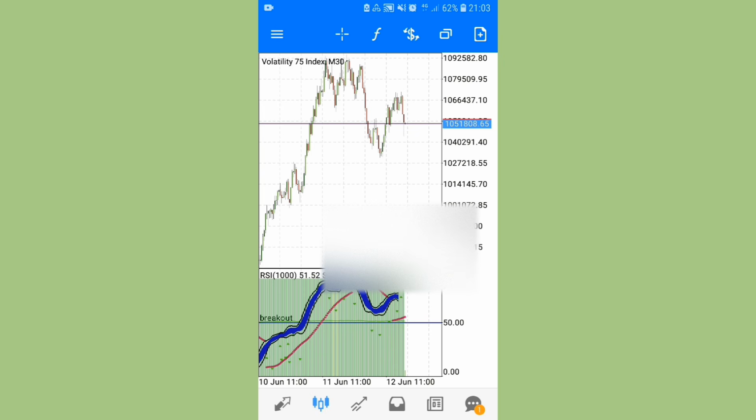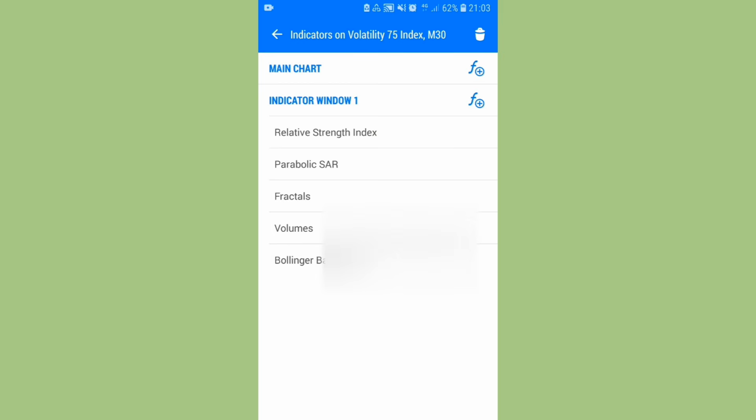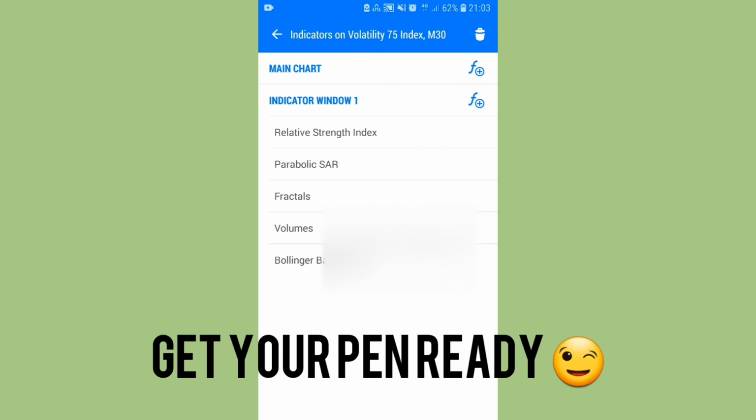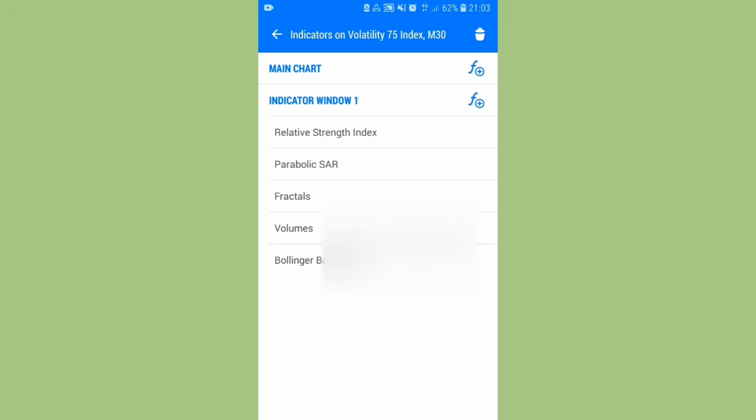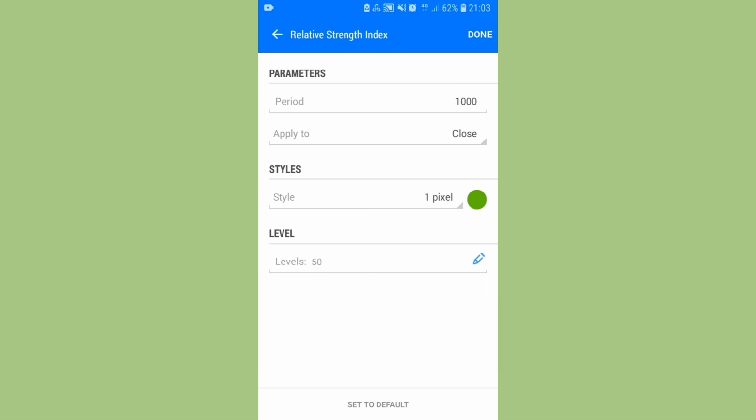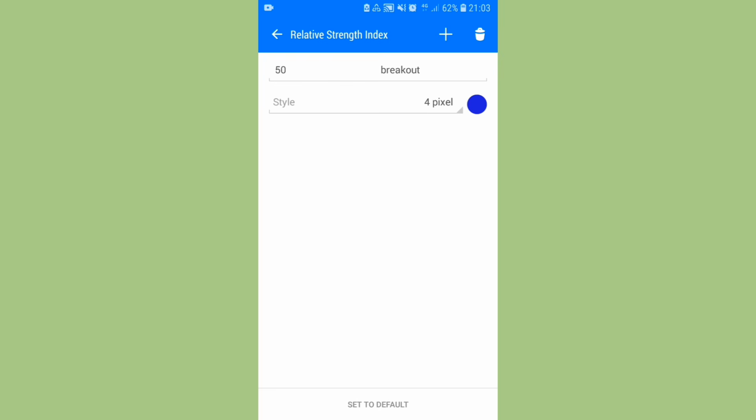As you can see, this strategy contains a couple of indicators. Our first indicator is the RSI, having the following parameters: period 1000, applied to close, style 1 pixel, and the color is green. For levels, we have only one level, which is 50 in value, and we term it as a breakout. Later in this video, I will tell you why we term this as a breakout.